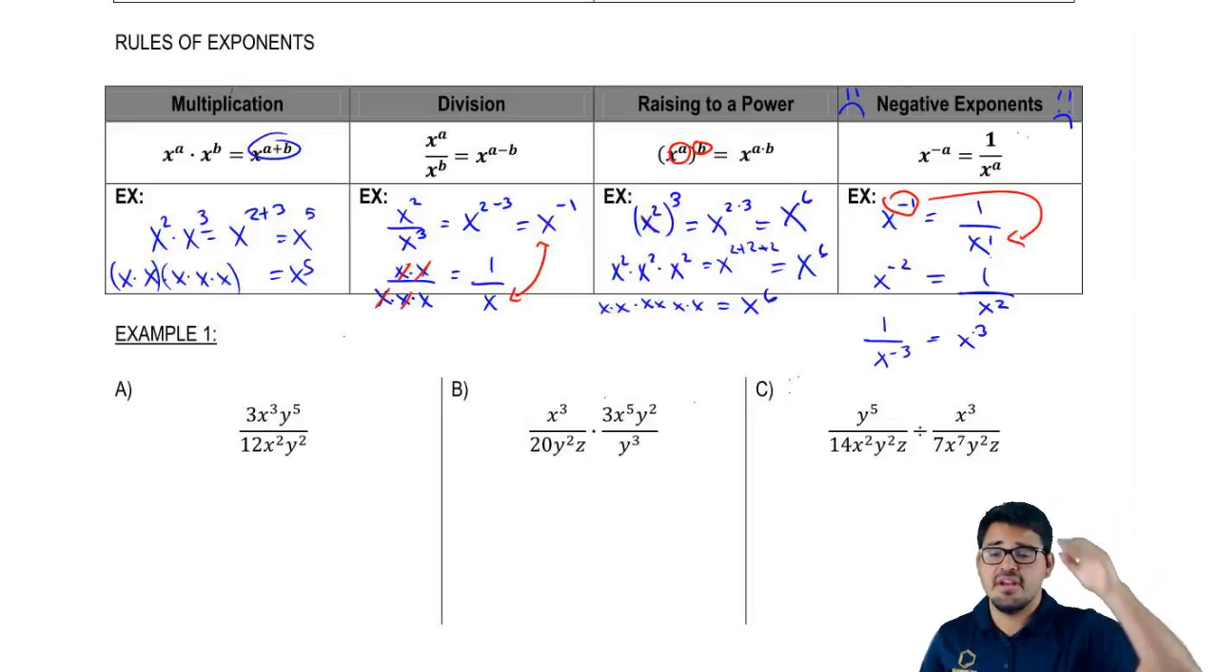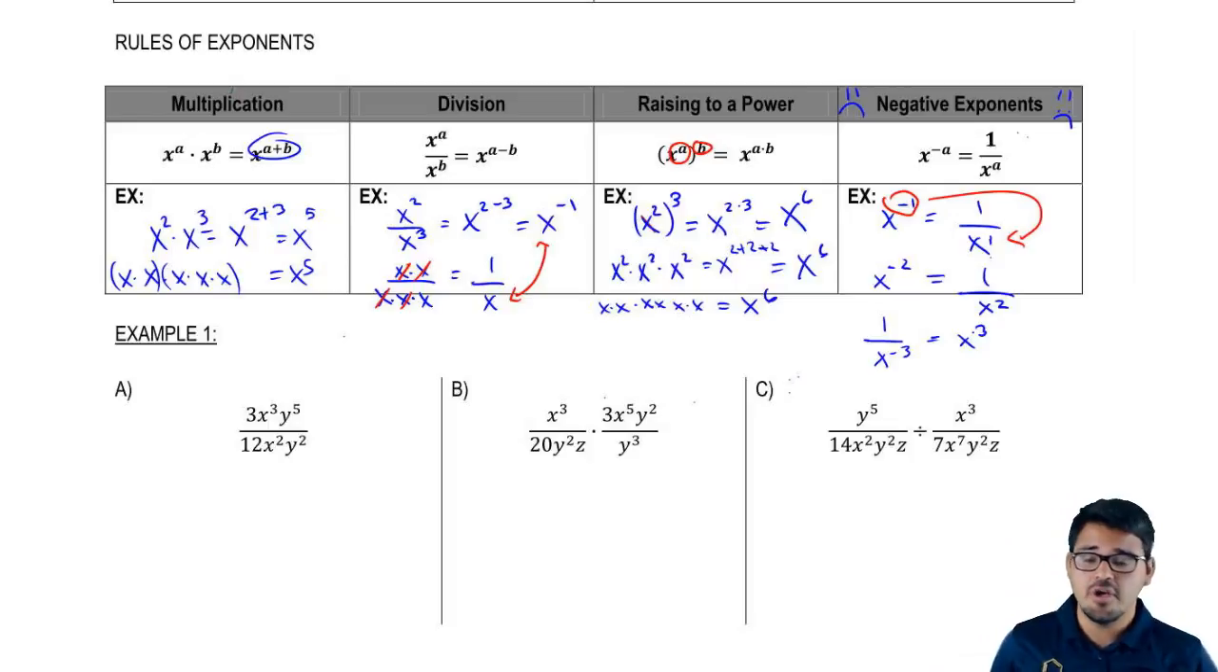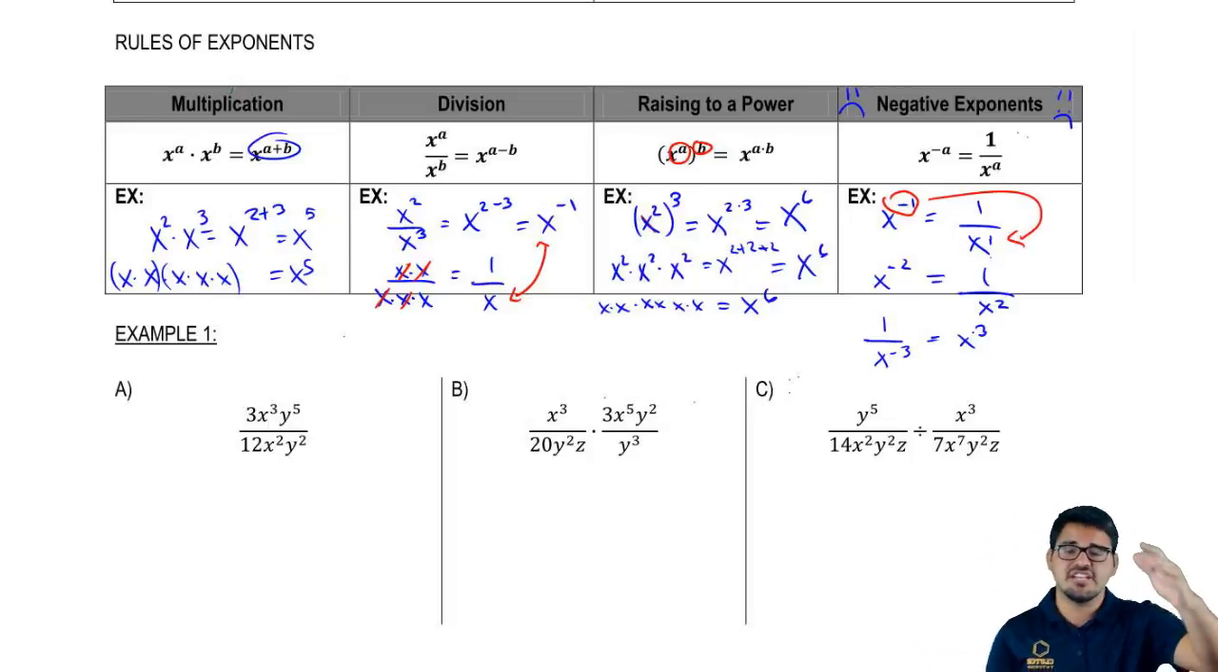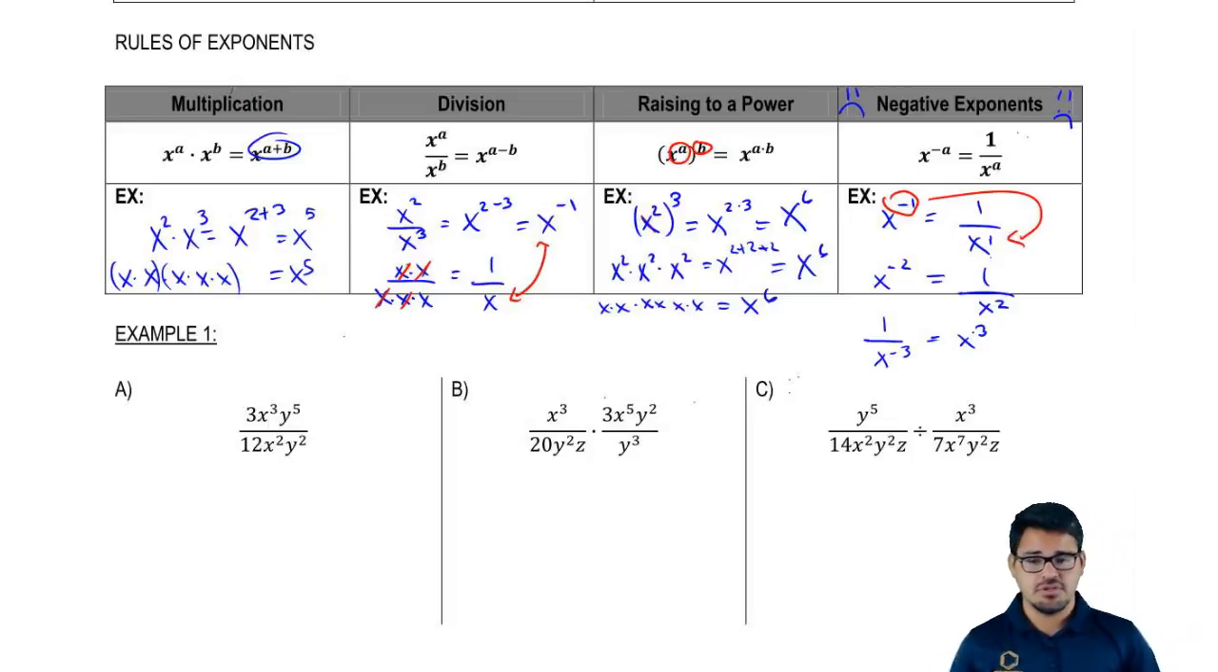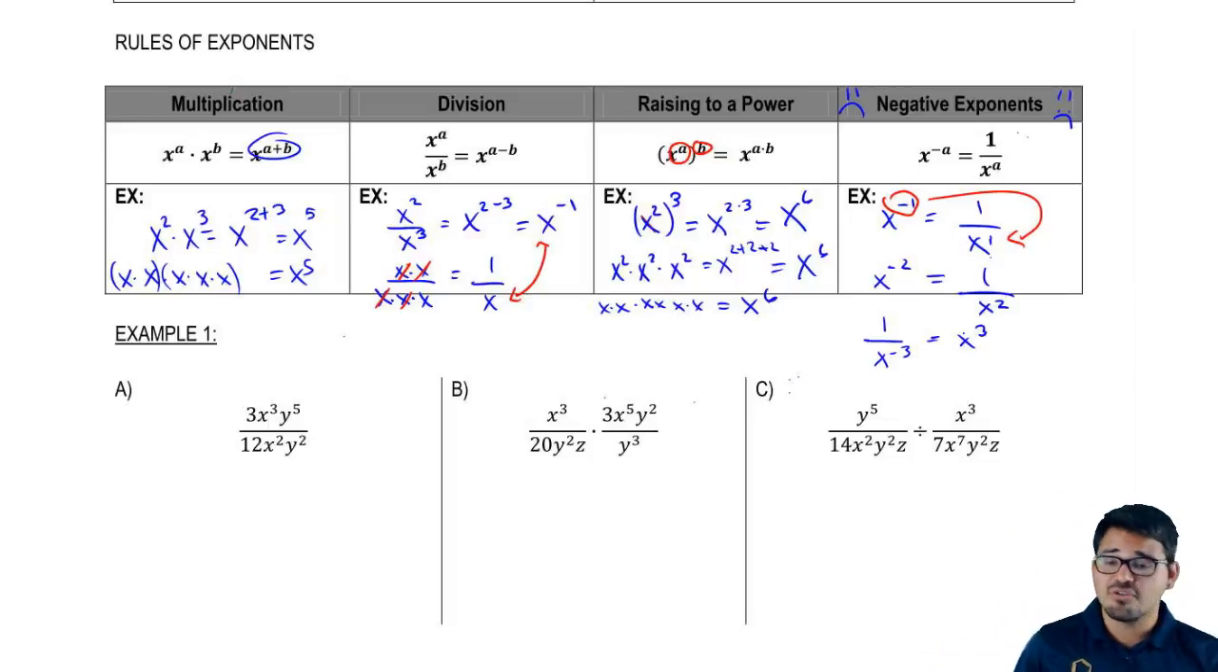So you guys see, whether it's a negative on top or a negative on the bottom, you can still just play with it by just changing its location from top to bottom. So there we go. Now we're going to go over our rules.